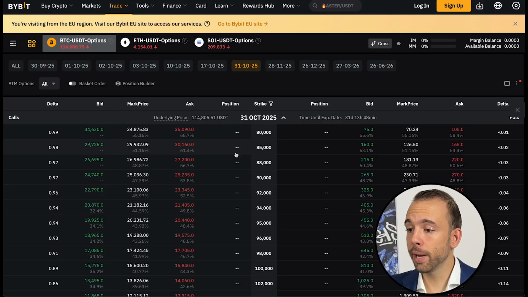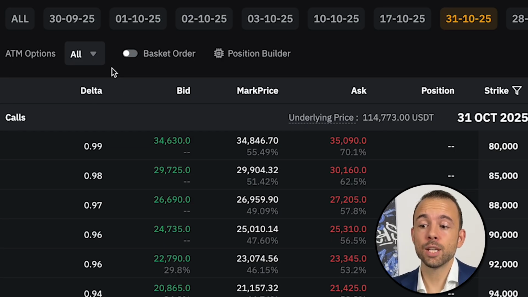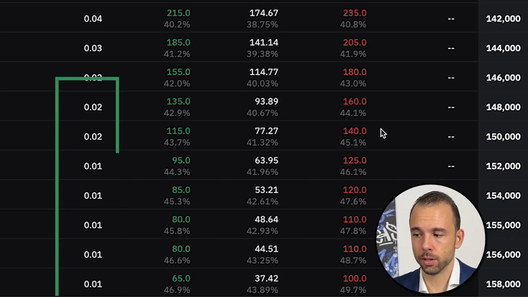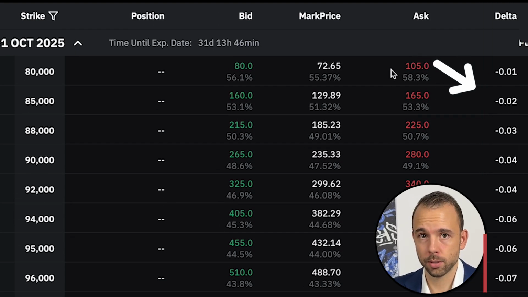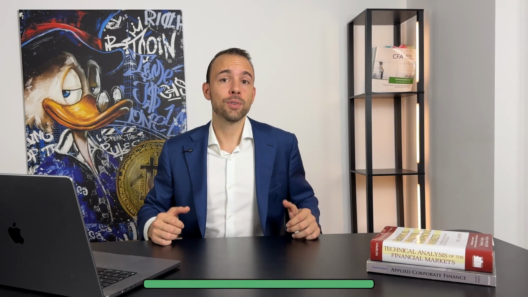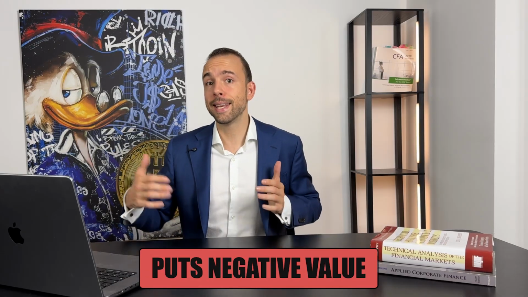Now let's take a look at the real-life example on Bybit exchange. Here we can see the option chain and here we can see the delta. It's important to notice that the delta has a value between 0 and 1 for call options and -1 to 0 for put options. So basically delta is always between 0 and 1, but for call options it's a positive value and for puts it's a negative value. Let's take a look at the real example.